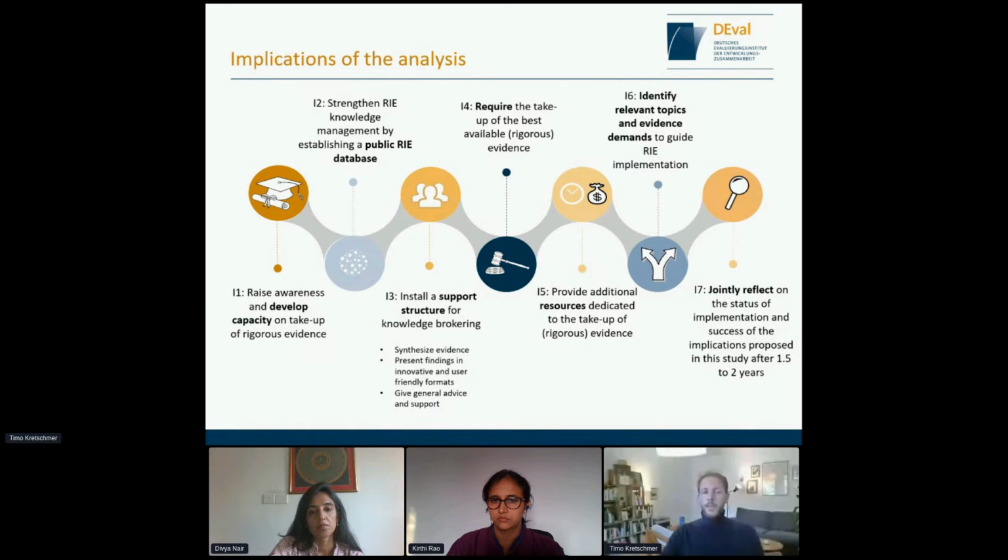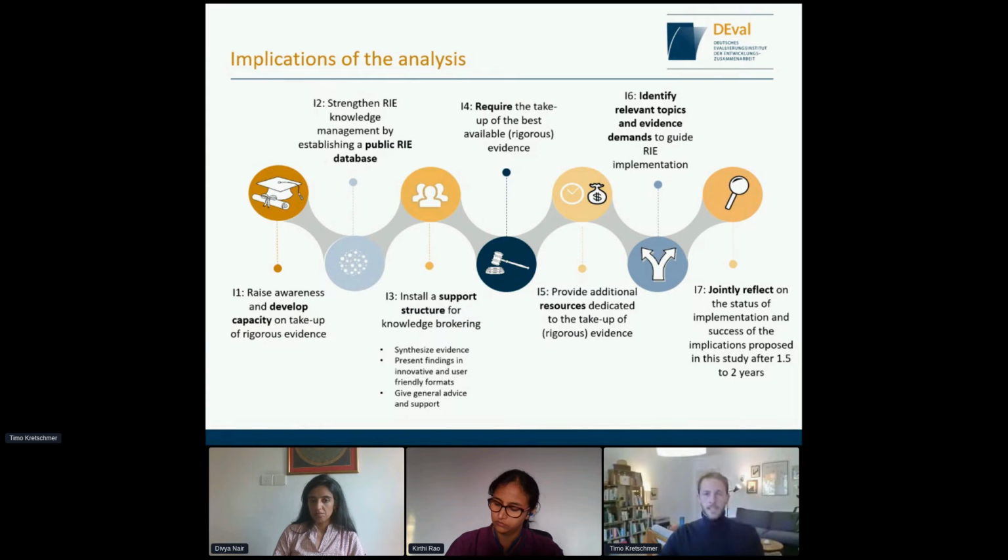Fourth, we think there should be a formal requirement to take up the best available rigorous evidence. Fifth, additional resources need to be dedicated to the take-up of evidence. We really see this as one of the main points, that people don't have the time and resources. Six is identify relevant topics and evidence demands to guide RAE implementation, because if you conduct an RAE that does not answer what practitioners need to know, then it will not be taken up and it's not useful. So we need to really identify what the topics are and what the evidence demands are.